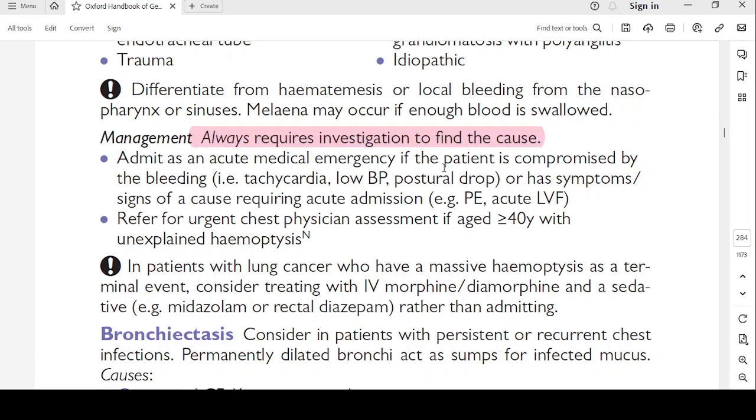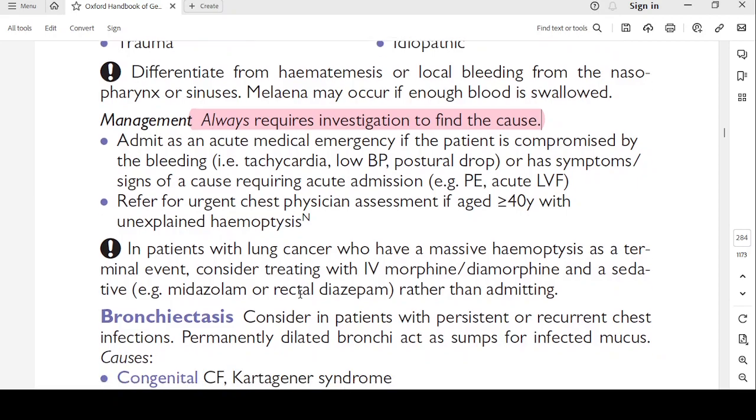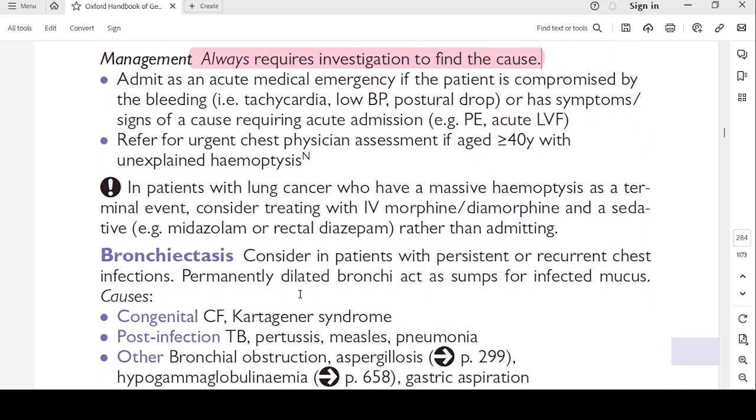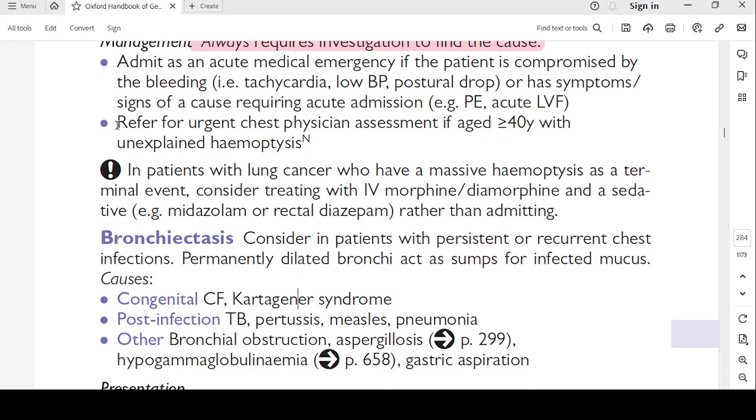Admit as an acute medical emergency if the patient is compromised by bleeding, that is, where there is tachycardia, low BP or postural drop, or has symptoms or signs requiring acute admission like a pulmonary embolism or acute left ventricular failure. Refer for urgent chest physician assessment if age is more than 40 years with unexplained hemoptysis.